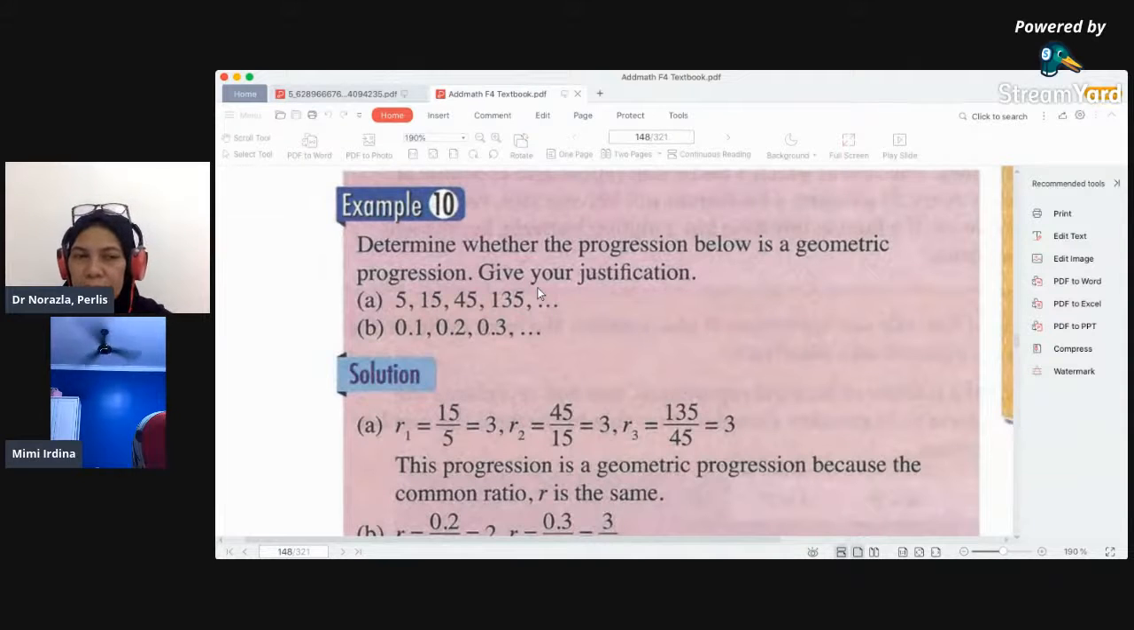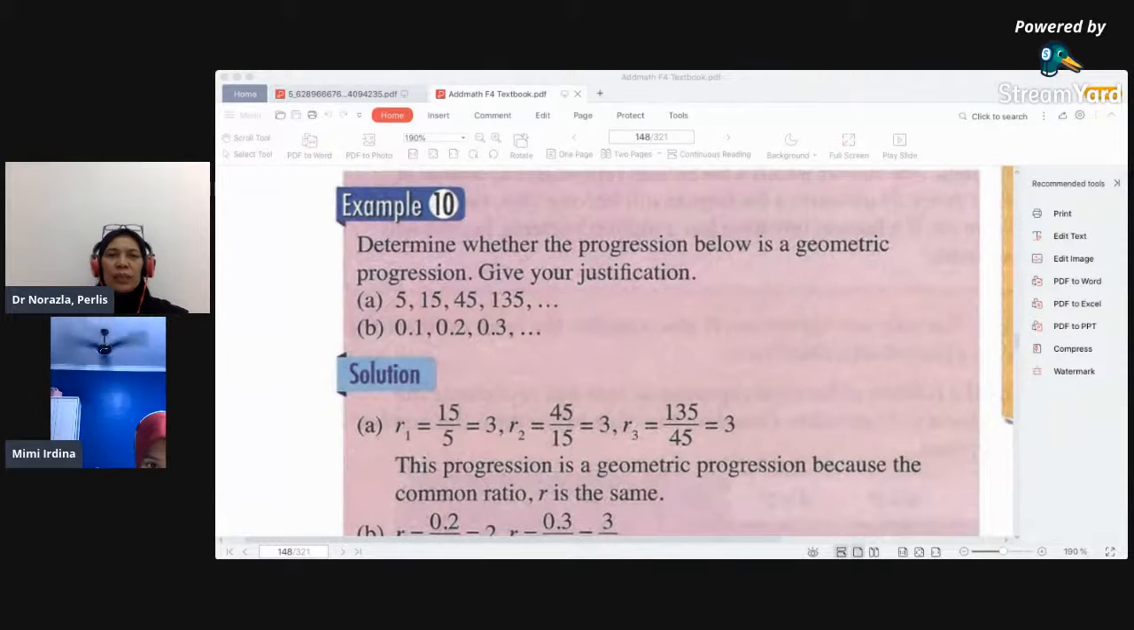Try the other, T4 divided by T3. Why do we need to try all this? Because if R1 equals R2 equals R3, then we can confidently say that this is a geometric progression because all the common ratios are the same. Terang macam tu. Samalah macam yang bawah tu juga.